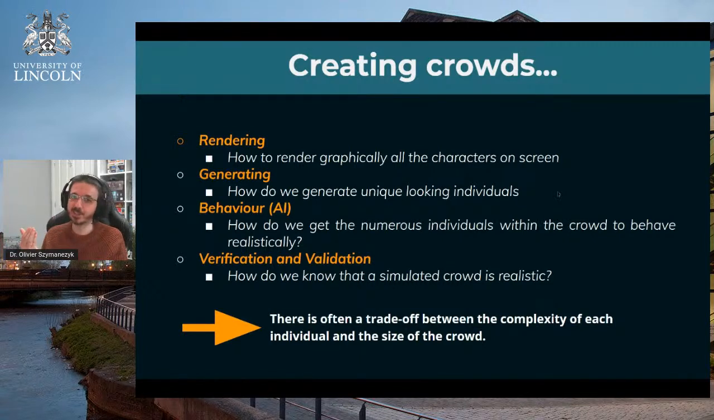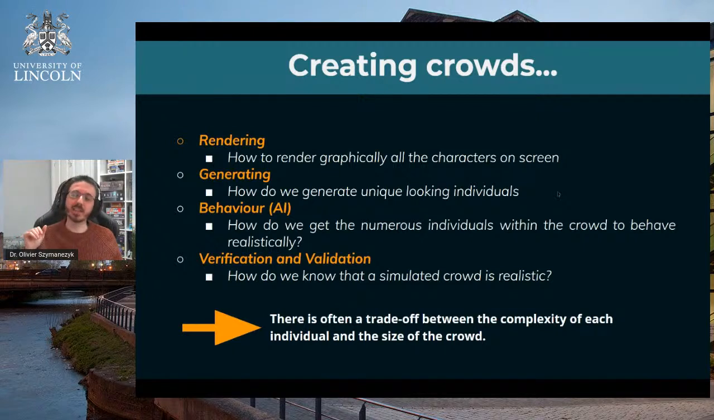Because very often in video games, you see that it looks realistic for the player, but in a real situation, the crowd would not behave that way. So there's also that fine line between believability and realism. It has to be believable for video games, it has to be realistic if used in a serious environment.